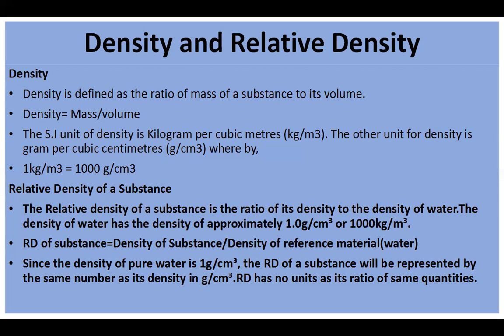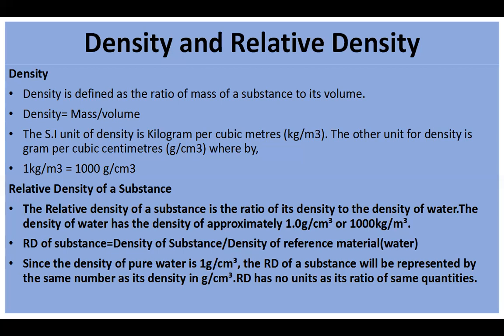The relative density has no unit, since the density of pure water is 1 gram per cubic centimeter, and the relative density of a substance will be represented by the same number as its density in gram per cubic centimeter. So these units cancel each other, and the relative density has no units, as it is the ratio of the same quantities. You can't find the relative density if the quantities have different units.